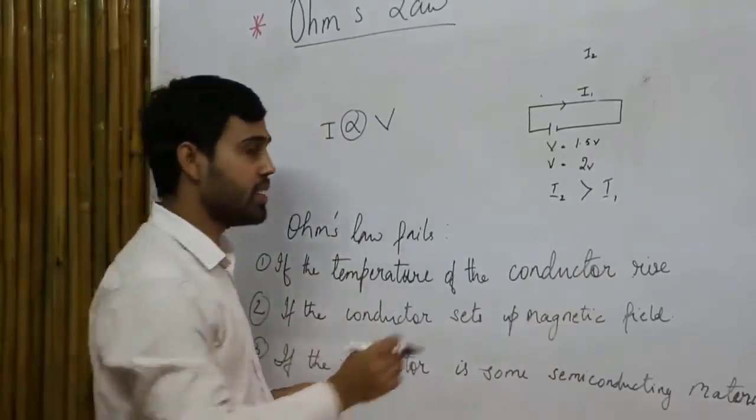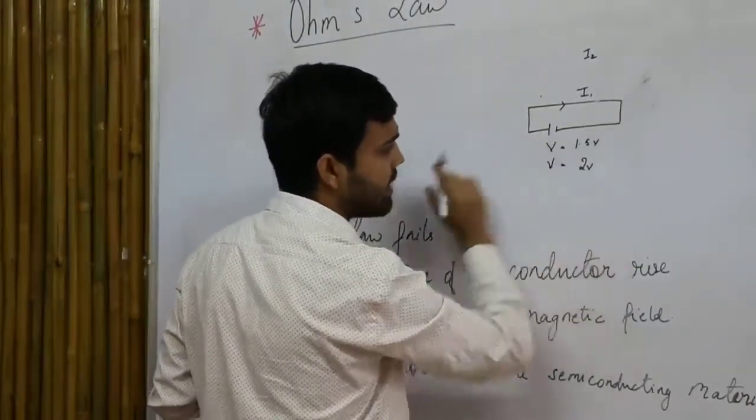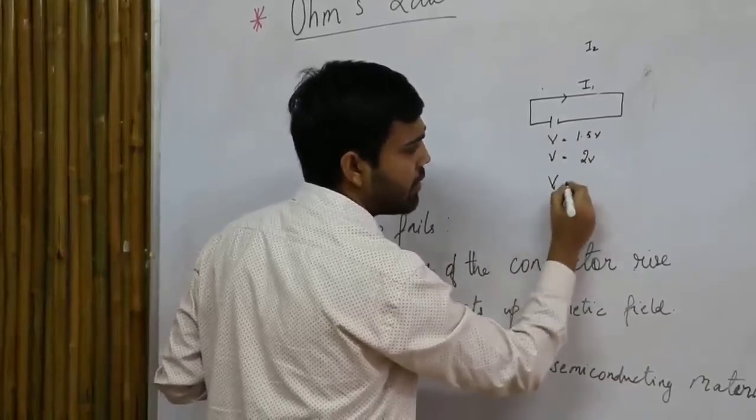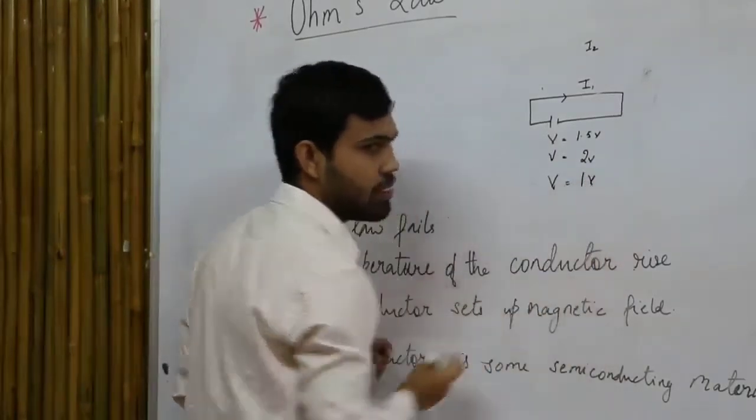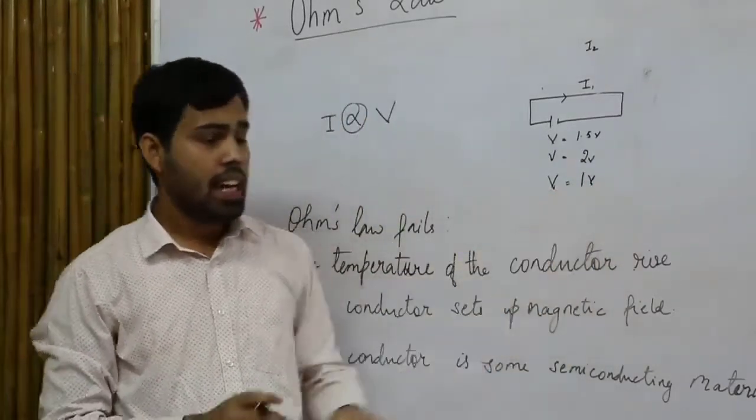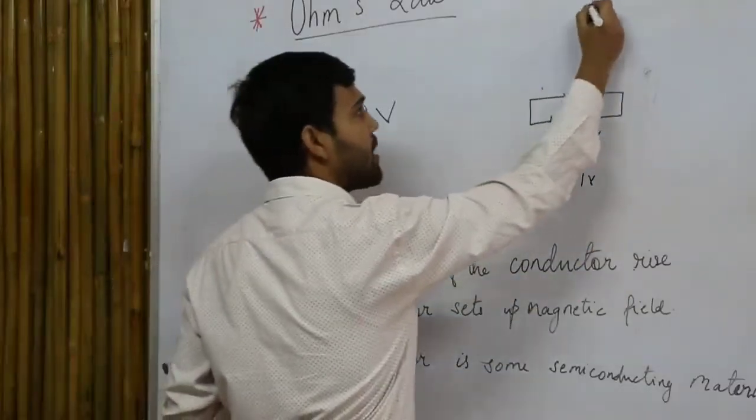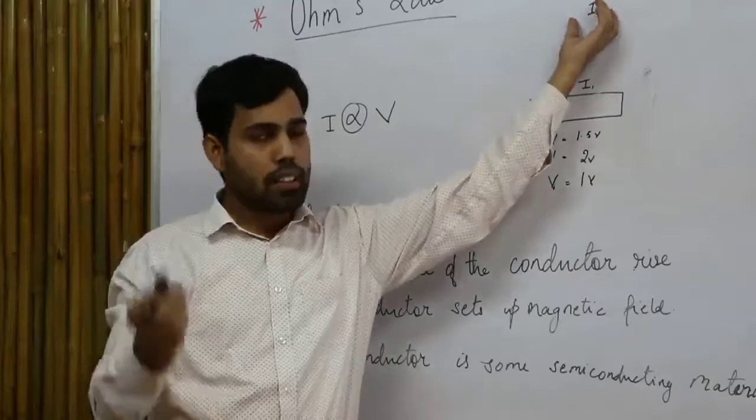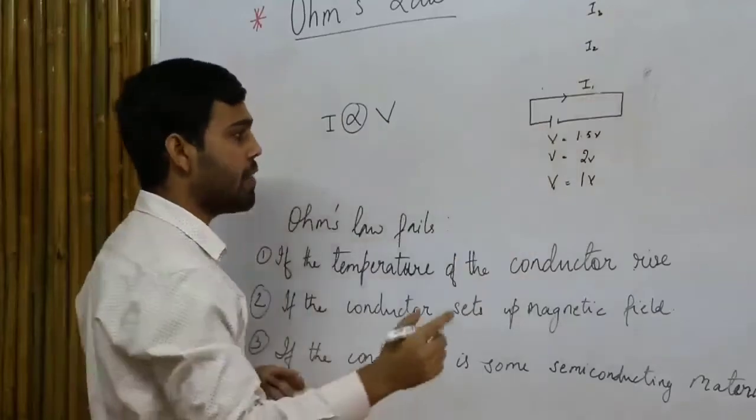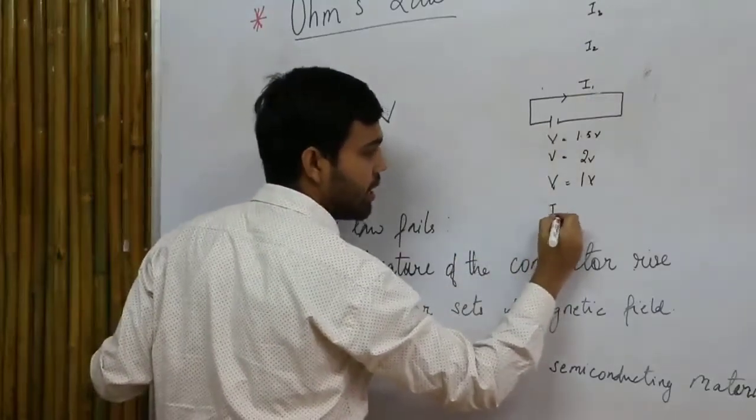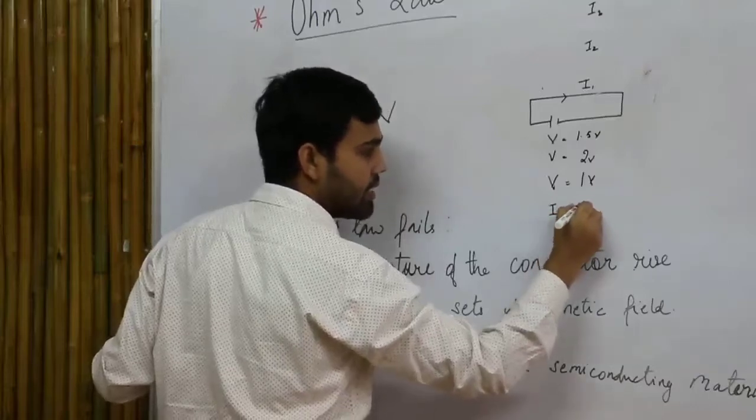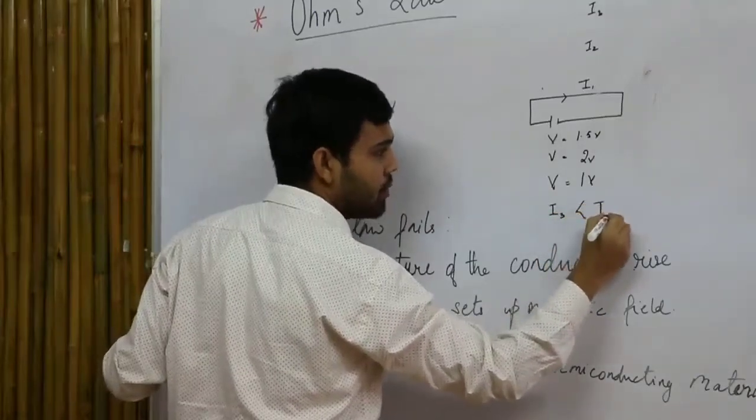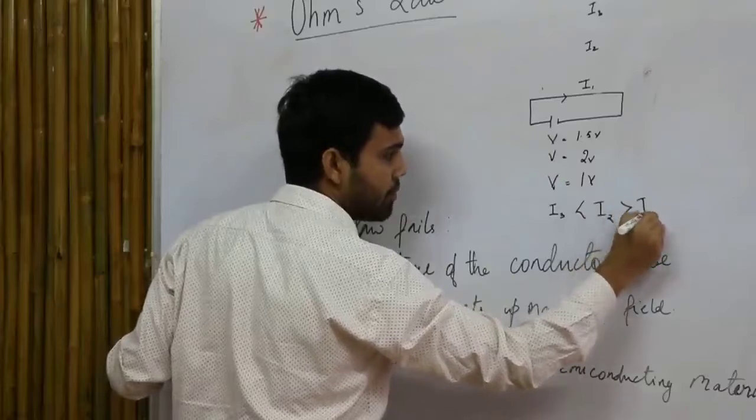What if I decrease it? Suppose in the next case I put my potential difference to be 1 volt. So I have decreased the potential difference. When I do so, if my corresponding current is I3, the current will correspondingly decrease. So my I3 is less than I1, which is less than I2.